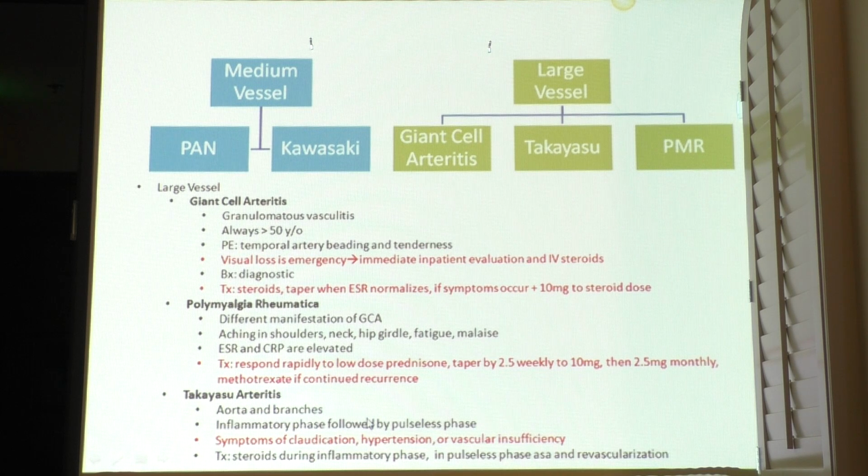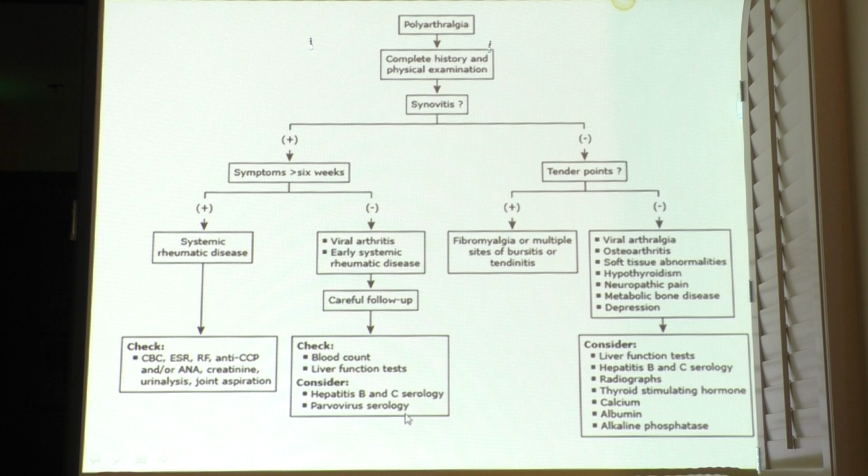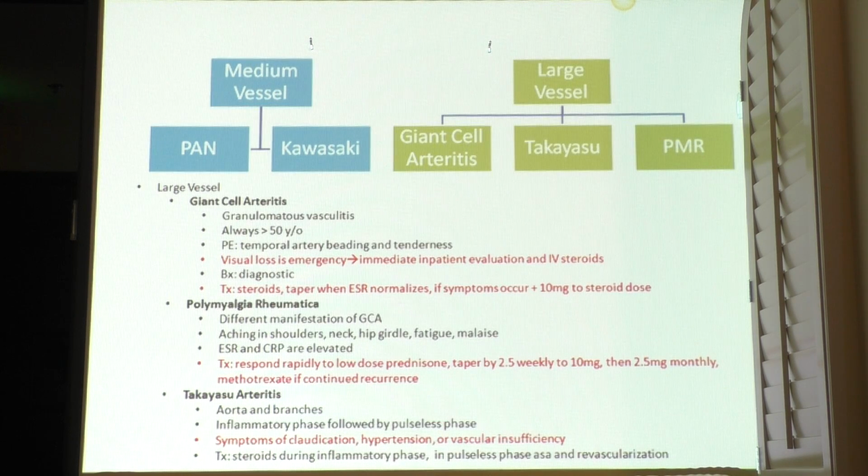So in the Takayasu arthritis, you can have patients with symptoms of claudication, hypertension, or vascular insufficiency, and these patients can have either the aorta or the branches, and they have an inflammatory phase followed by no pulse. If you hear no pulse, this is serious stuff. You want to call a vascular surgeon as soon as possible, and you want to call a rheumatologist.